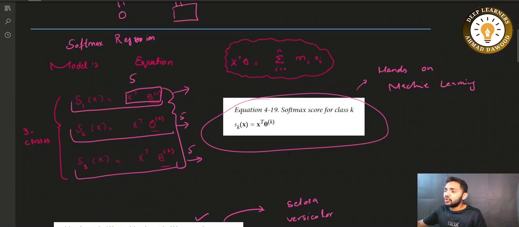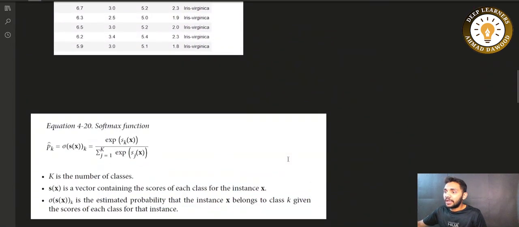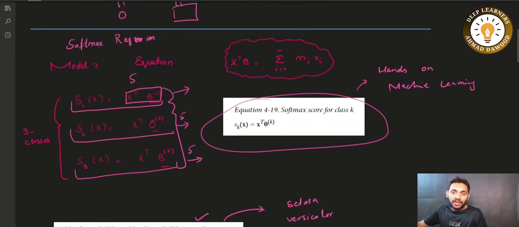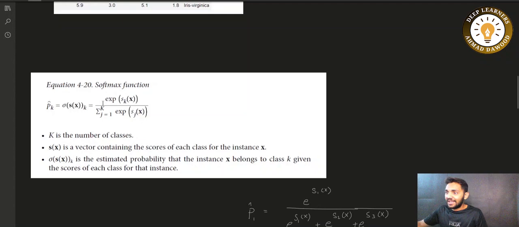Anyway, coming back: we have gotten three scores. Now we have to get three probabilities against the three classes, and the class with the highest probability will be considered as the output. In the case of logistic regression, we were using the logistic function, which is 1 over 1 plus e raised to the power minus x. But in the case of softmax regression, we will use the softmax function, which has a structure like this.